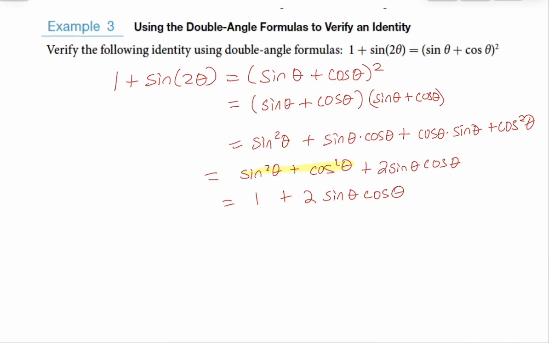Anybody notice something that has appeared? What is the sine of 2 theta equal to? 2 sine of theta cosine of theta. So this is equivalent to that. So based upon that, we can use direct substitution. The sine of 2 theta is the 2 sine of theta cosine of theta. So let's put that and rewrite that as the sine of 2 theta. And we are done.